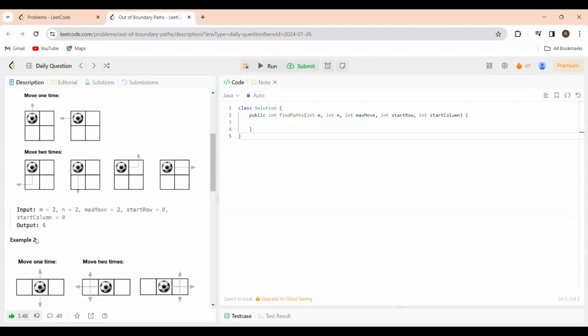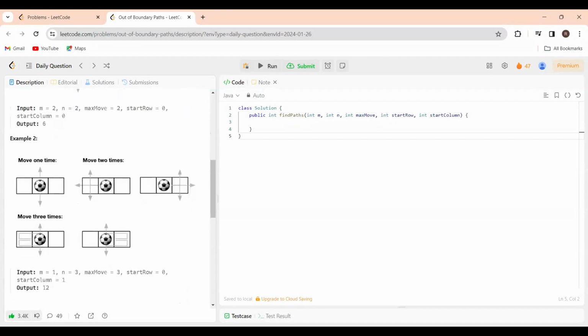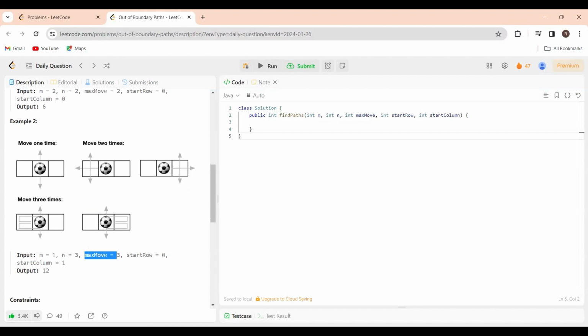So this is what the question is, and let us visualize another example here. Here we can move at most three moves. From here I can move out of bounds in one move only. From here I can move out of bounds in two moves, and from here also I can move out of bounds in two moves only. And in three moves, how can we move? I can move left, and I can move again right, and I will move up.